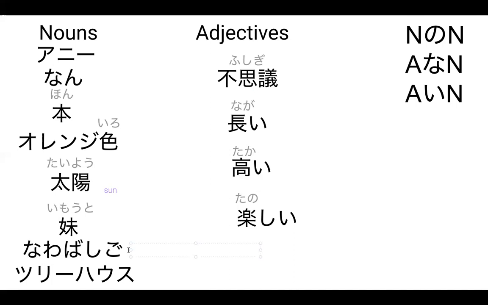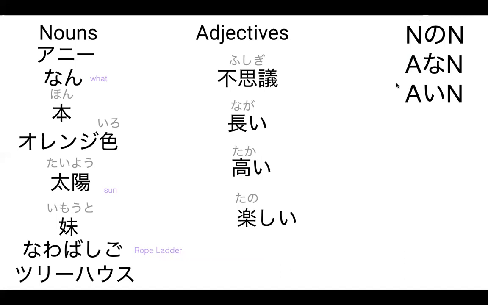You probably haven't got this far into the Anki deck, but do you know what a nawabashigo is? I had no idea. It is a ladder, specifically a rope ladder, because nawa means rope and bashi comes from hashi, like bridge. So rope ladder. And tree house? Treehouse. Yes. What about fushigi? Means mysterious. Yes. Nagai? Long distance. Yes. Takai? Tall. Yes. Tanoshi? Having fun, or just fun.